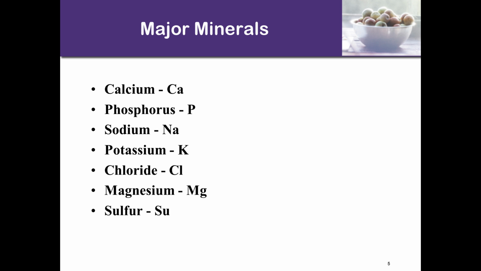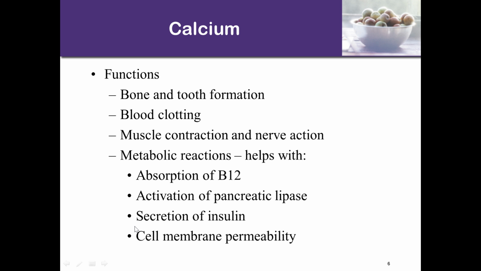What are the major minerals? Major minerals include calcium, phosphorus, sodium, potassium, chloride, magnesium and sulfur. All these minerals are the major type of minerals, meaning calcium, phosphorus, sodium, potassium, chloride, magnesium and sulfur. So one by one we will study all these minerals.